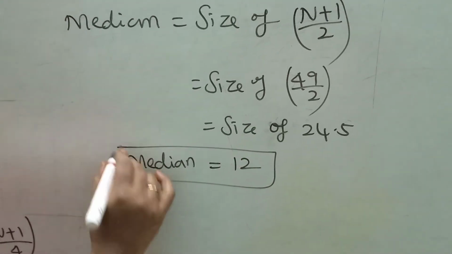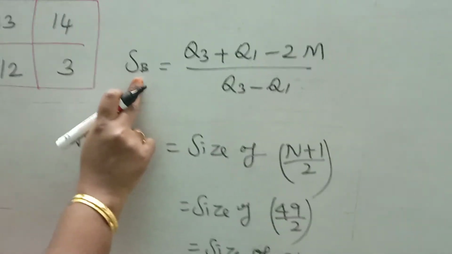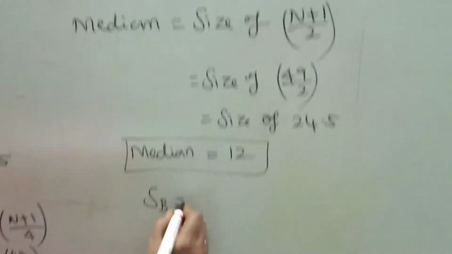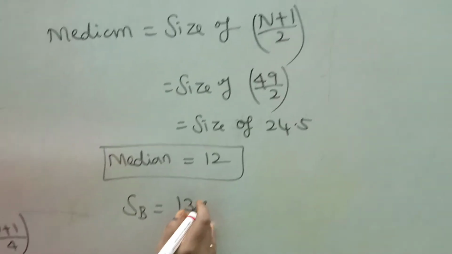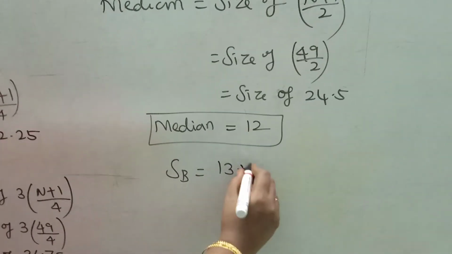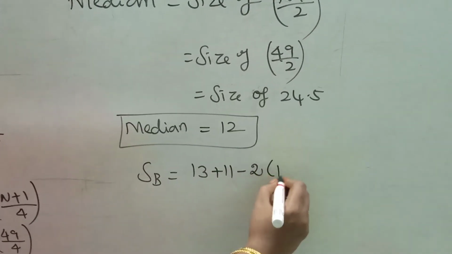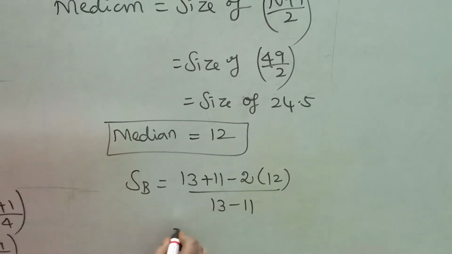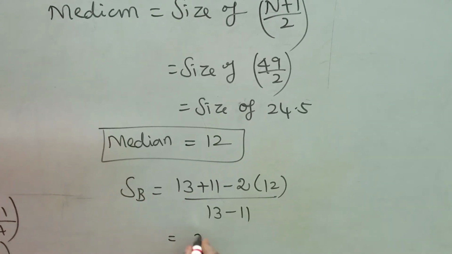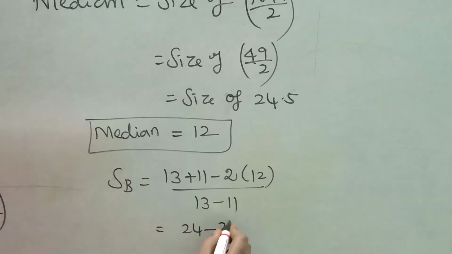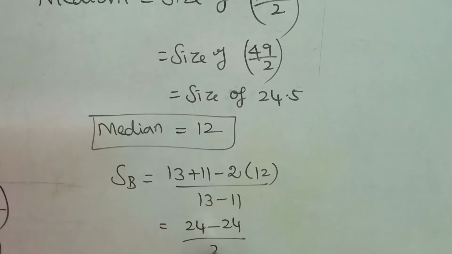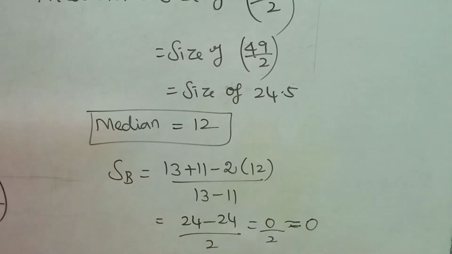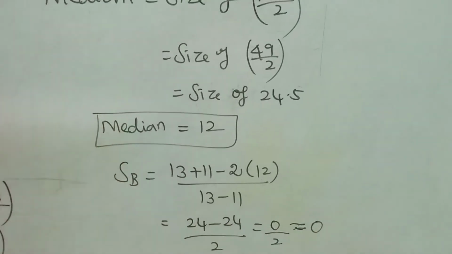Substituting in the Bowley's coefficient of skewness formula. Q3 value is 13. Next Q1 value is 11, minus 2 median. Median is 12, divided by Q3 minus Q1. 13 plus 11 is 24. 2 12s are 24. 13 minus 11 is 2. 0 by 2 is equal to 0. In this sum, Bowley's coefficient of skewness is 0.